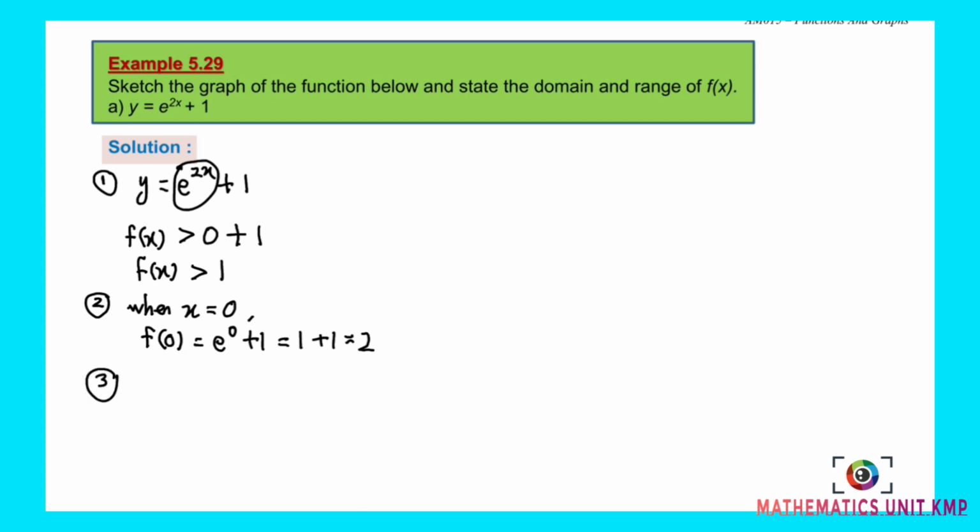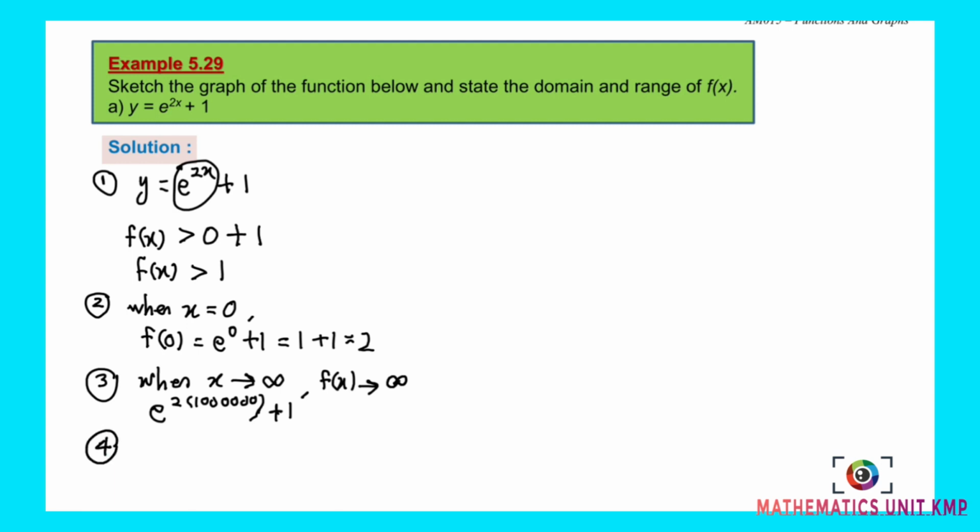We go to the third step. When x approaching positive infinity, okay, kita tengok sini ya. As x approaching infinity, contohnya ya, e power of 2 times 1 million. So here, and then you pluskan dengan 1. Dapat berapa? The number will be too big. Okay, since the number will be very big, so the f(x) will be approaching to positive infinity. Do you understand that?